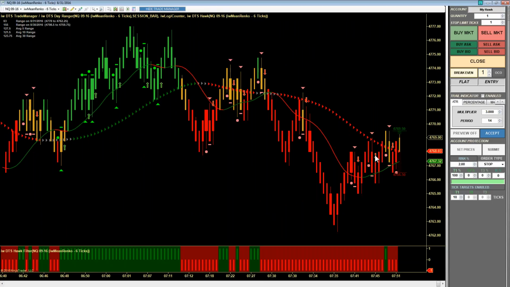All right, so 1, 2, 3 signals. We're producing another warning dot. I know when the signal prints, I know the hash mark is going to print down there at 47.66. I'll place my stops a little bit further back just because we're going to need the elbow room.